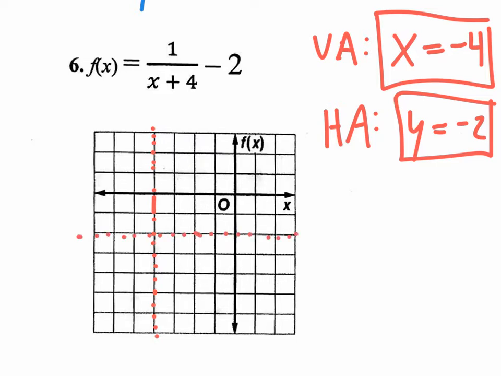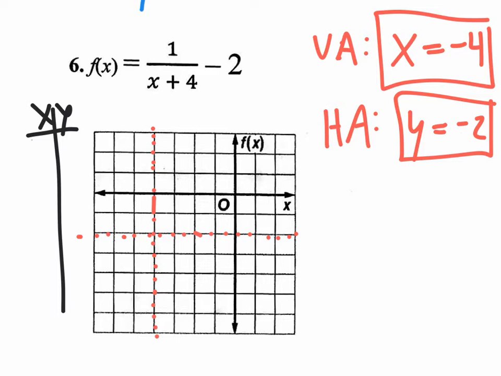Okay, so now all we need to determine is whether the curve is on this side or maybe on this side, right? So if it's up here, it's going to be down here. If it's over here, it's going to be over here. They're going to be opposite of each other. So let's just test one value with an xy table. So here's my xy table.